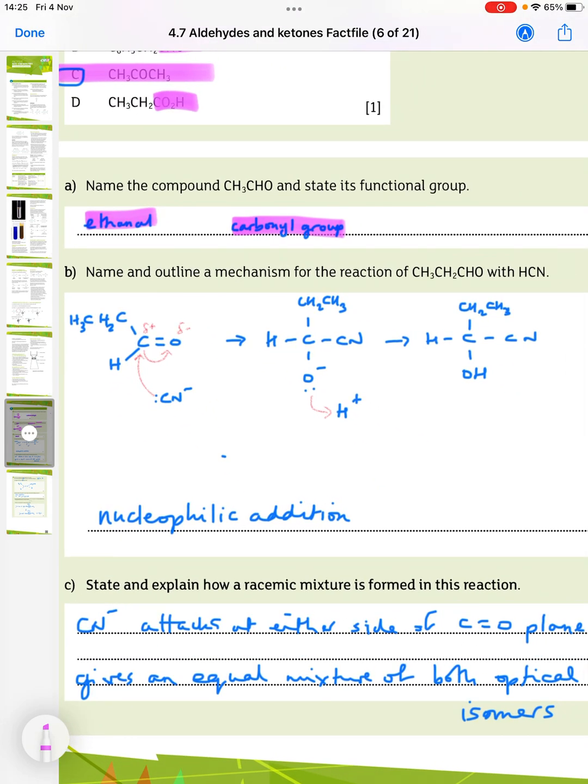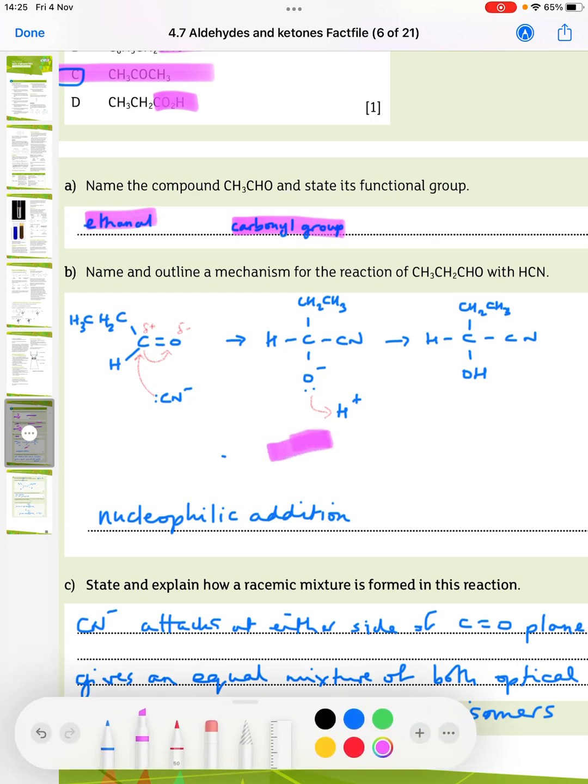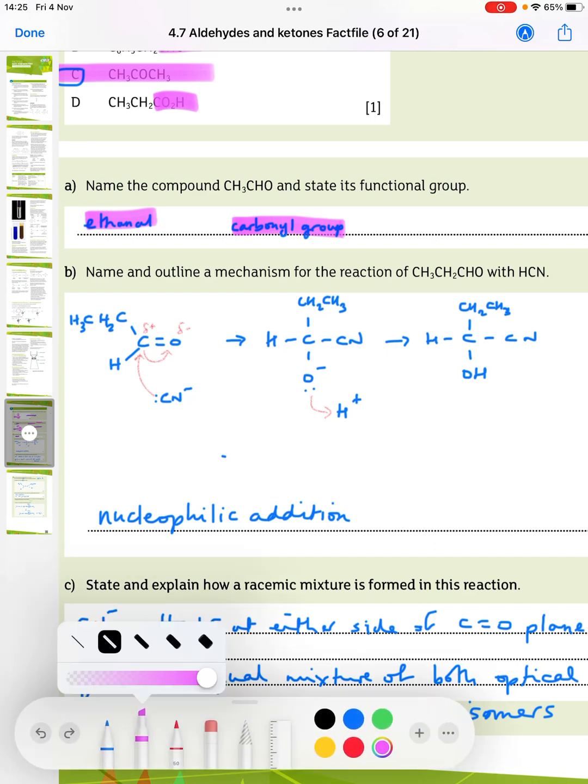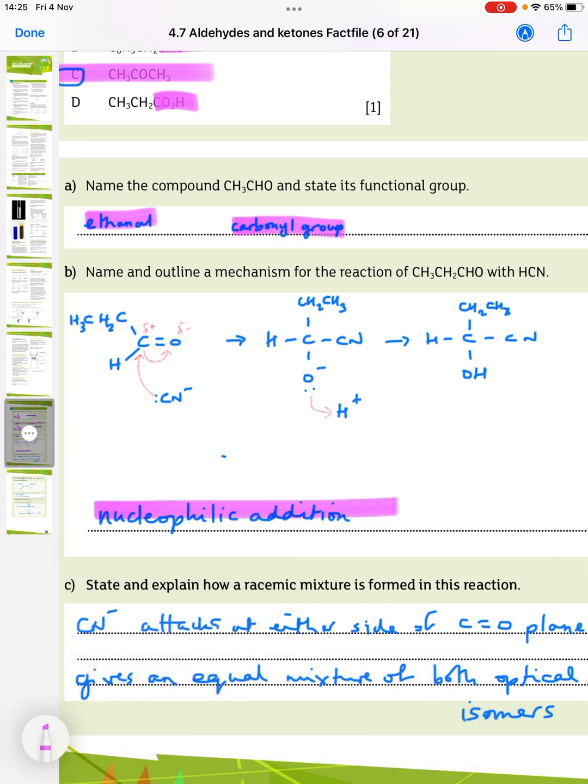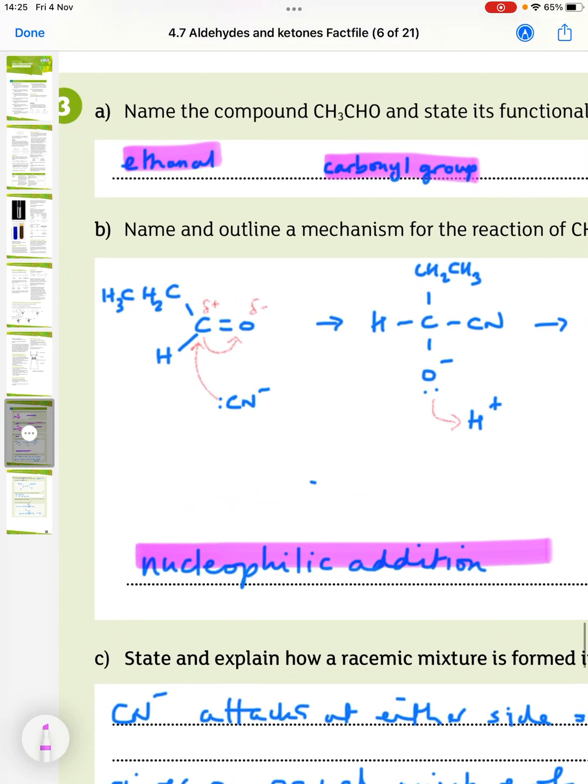Now, name and outline a mechanism for the reaction of the CH3CH2CHO with HCN. So that's propanal with the HCN. So, obviously, it's nucleophilic addition. That's the type of mechanism for all of these ones that we've looked at. And drawing it out here, we see we have the CH2CH3 group here and the carbonyl group here.